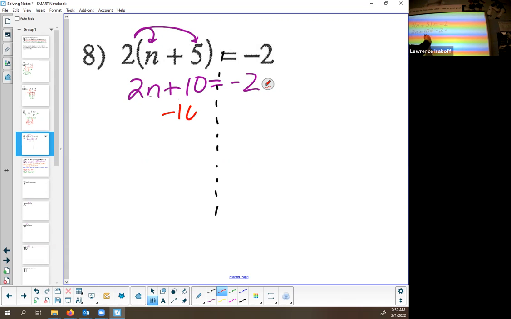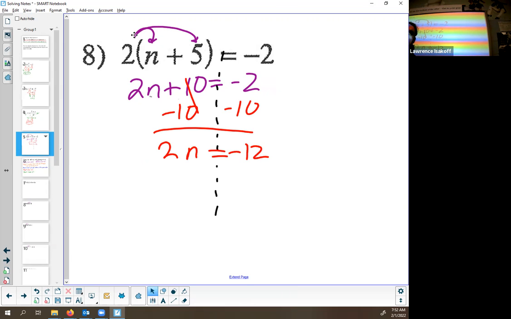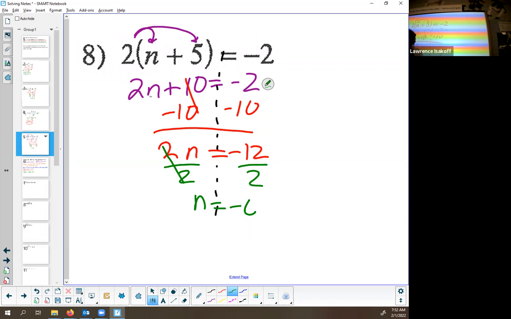Subtract 10 from both sides. And that gives me 2n is equal to -12. Final step here. Let's divide everything by 2. Perfect. And we get n is equal to -6. So again, if I wanted to plug that in, -6 plus 5 is -1. -1 times 2 is indeed -2.